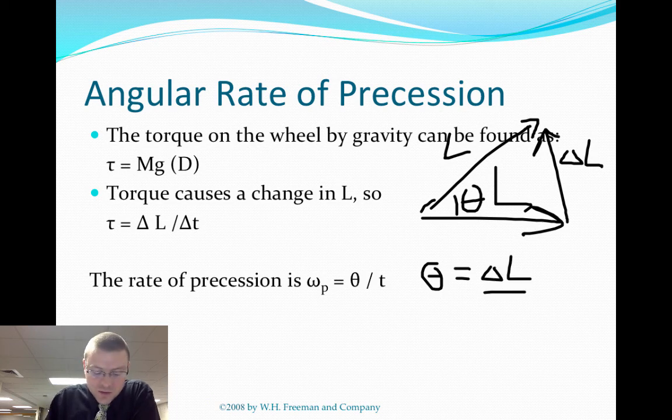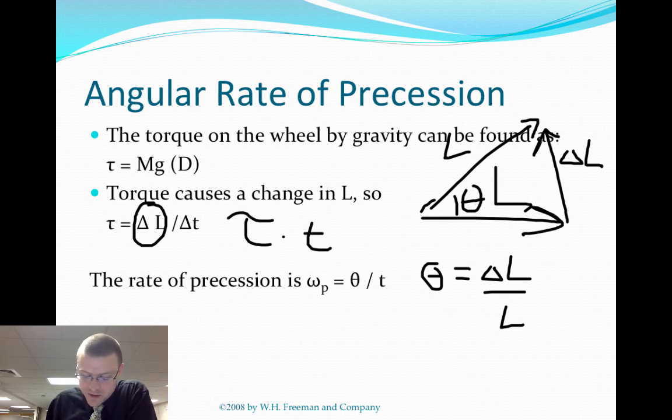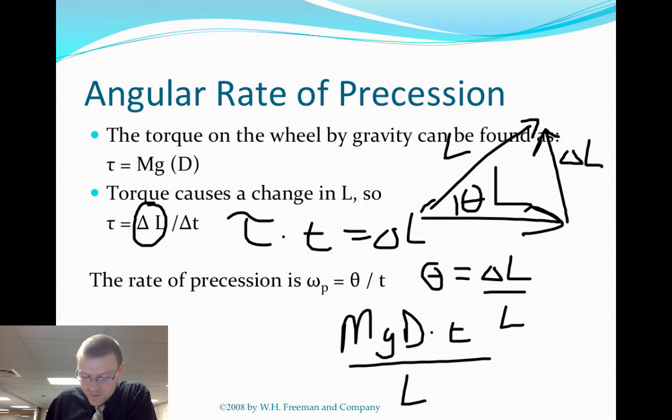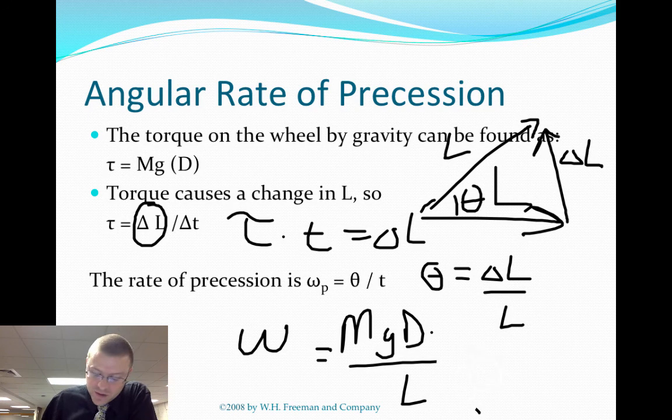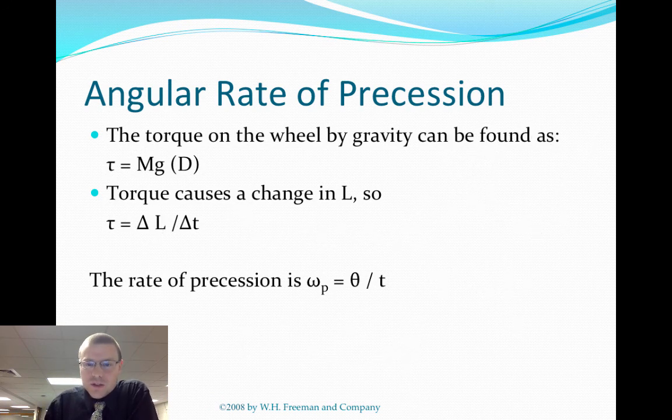So we do have change in momentum here in the torque equation. Change in momentum is going to be torque times time equals change in L. So I can put that over here into my theta equation and get mass times gravity times distance times time, all over the angular momentum of the wheel. And if that's theta and I want to get omega, I just have to divide theta by time. When I do that, I eliminate the time factor and I'm left with the torque of the wheel over the angular momentum of the spinning wheel gives us our rate of precession.